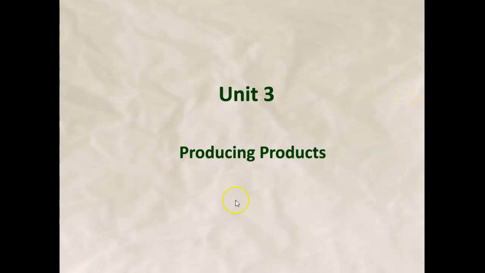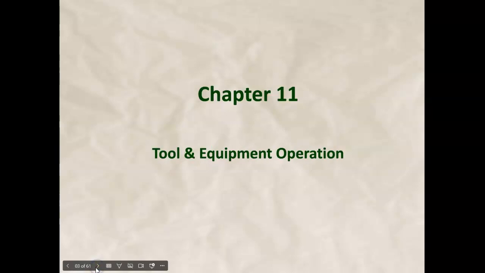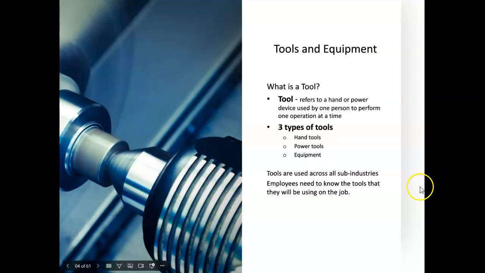Hello, we are in chapter 11 of the text talking about producing products, and more specifically tool and equipment operation. So we're going to begin. I'm going to mention that the most important tools that we as humans have, of course, number one is our brain, number two is our hand.